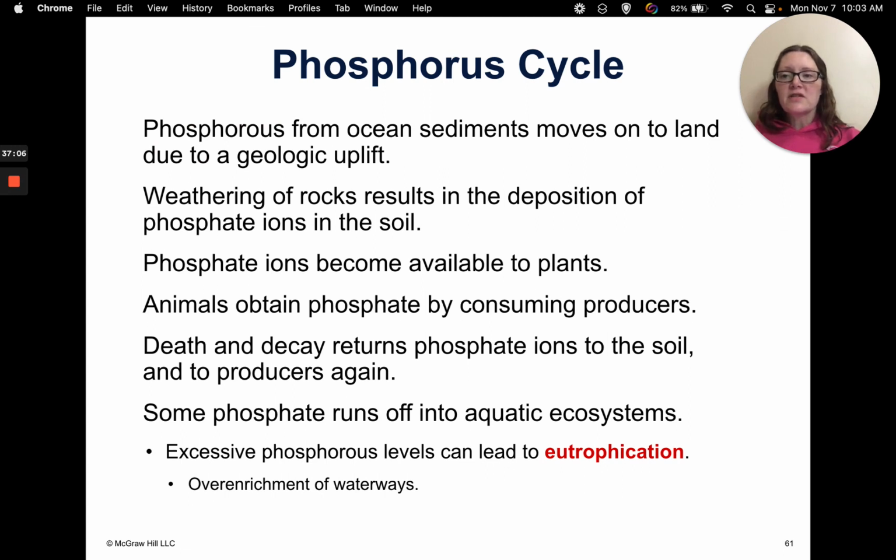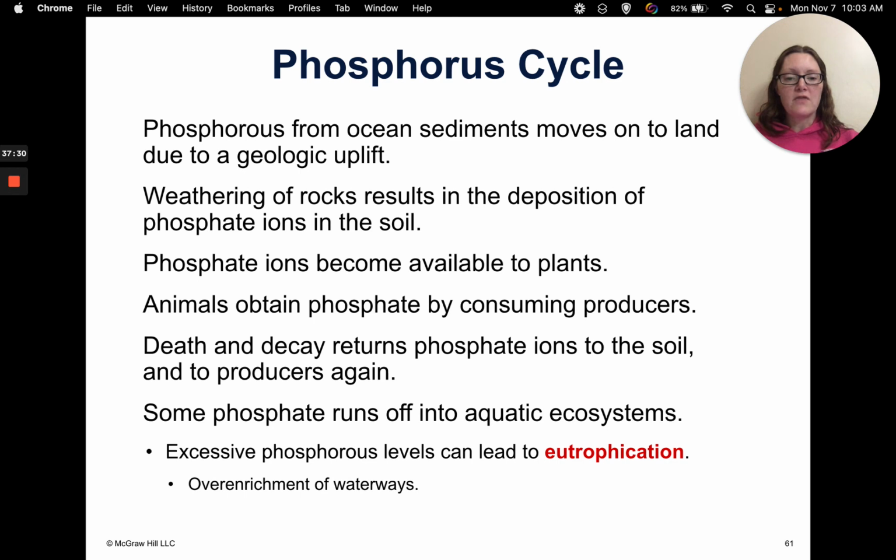So the phosphorus cycle. Phosphorus from the ocean sediments moves onto land due to a geological uplift. Weathering of rock results in the deposition of phosphate ions. Phosphate ions become available to plants. Animals obtain phosphates by consuming producers. Death and decay returns phosphates to the soil. So this is a cycle just like carbon.